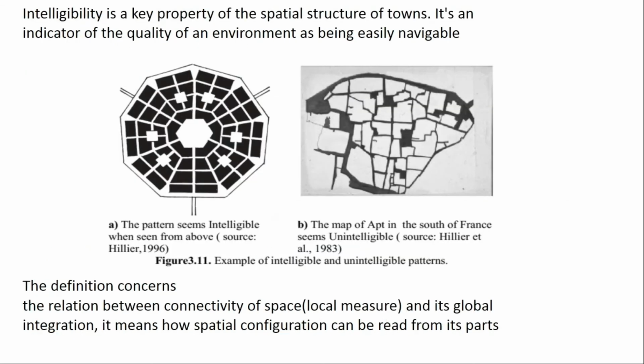Intelligibility is a key property of the spatial structure of the town. It is an indicator of the quality of an environment as being easily navigable. The pattern seems intelligible when seen from above, figure A, and figure B, the map of Apt in south of France, seems unintelligible. So the relationship between connectivity of space and its global integration is all about the intelligibility.